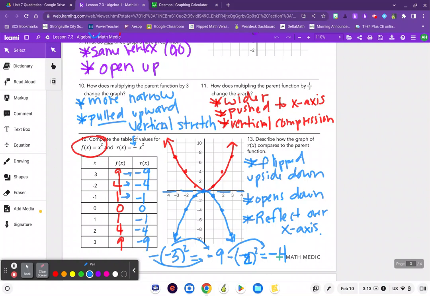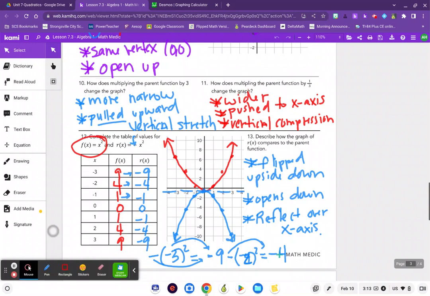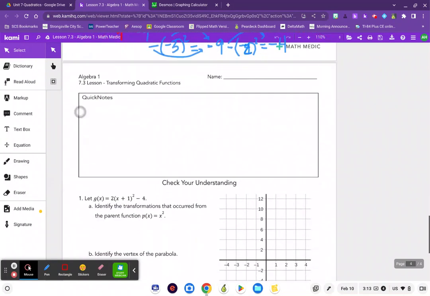Okay, so we have lots of different things that we can do to change the look of the original parent function. And so we're going to take some notes on those different things. And then your job will be to put all those different things together and give it a try on your own. Okay, so some quick notes.